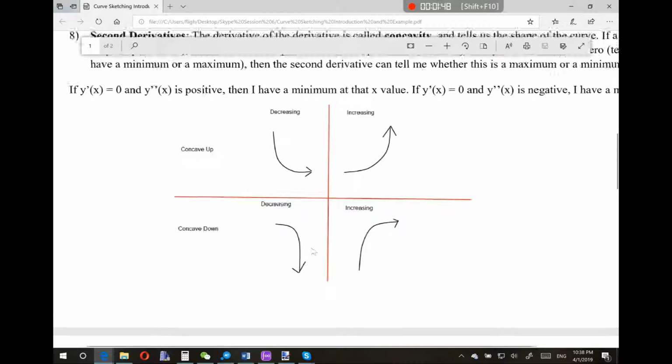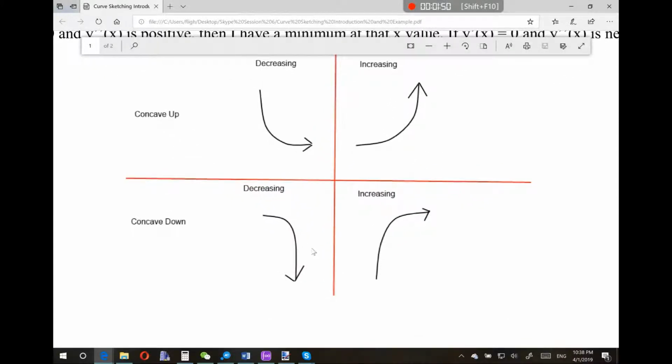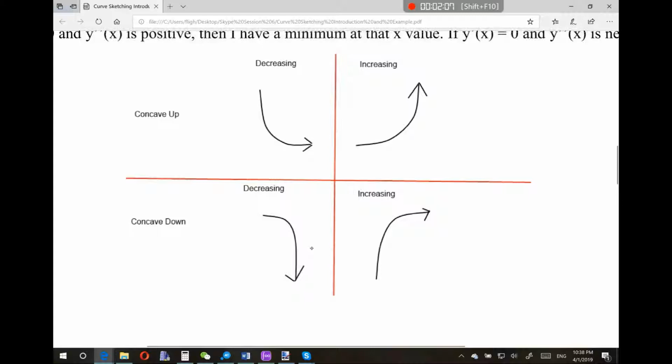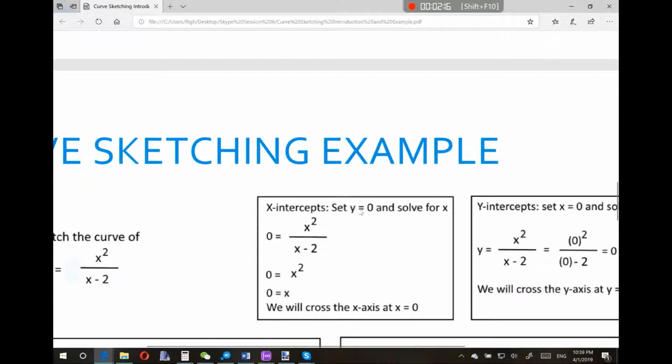So I have this chart here. On the left side, for both of these, our function is decreasing. But for the top one, I am concave up, so sort of like a U shape. For the bottom one, I'm concave down, like an upside down U. I am increasing for the rightmost ones, both on the top and the bottom, but on the top one we are increasing in a way that is concave up, which means we're curving up as we're increasing, versus concave down, which is what the bottom right looks like.